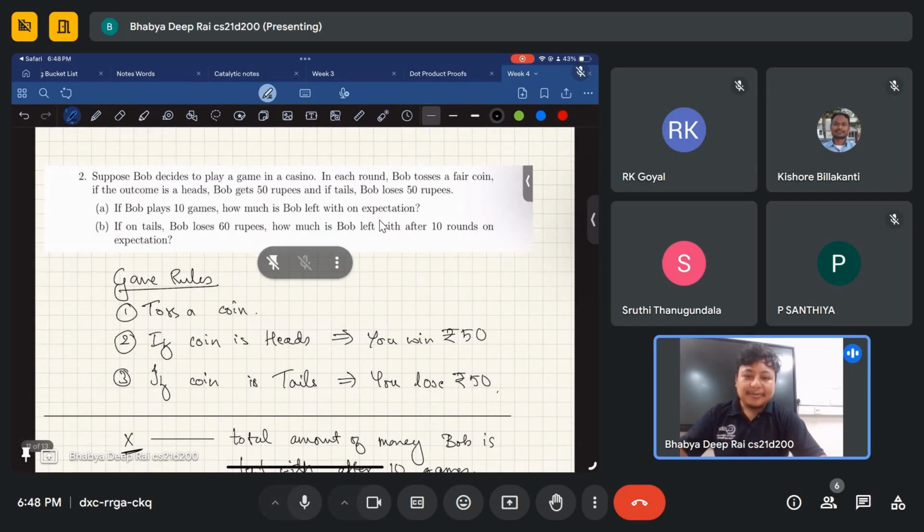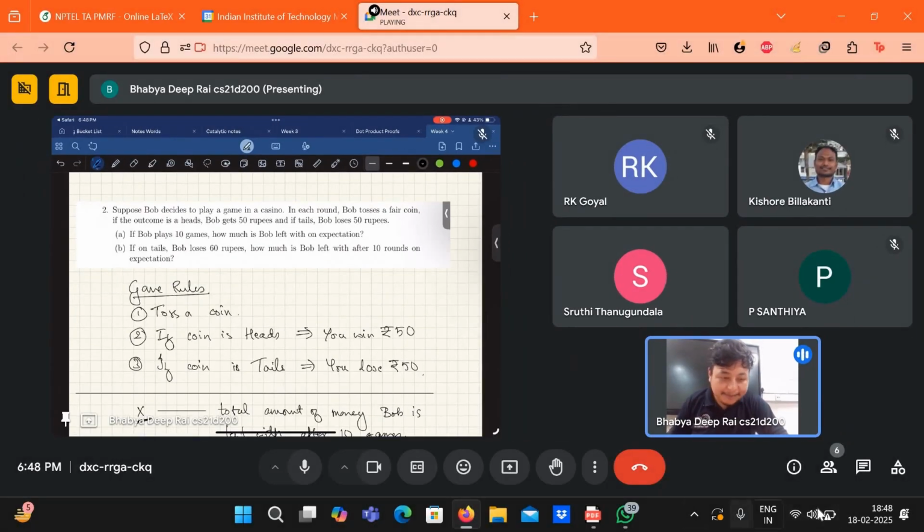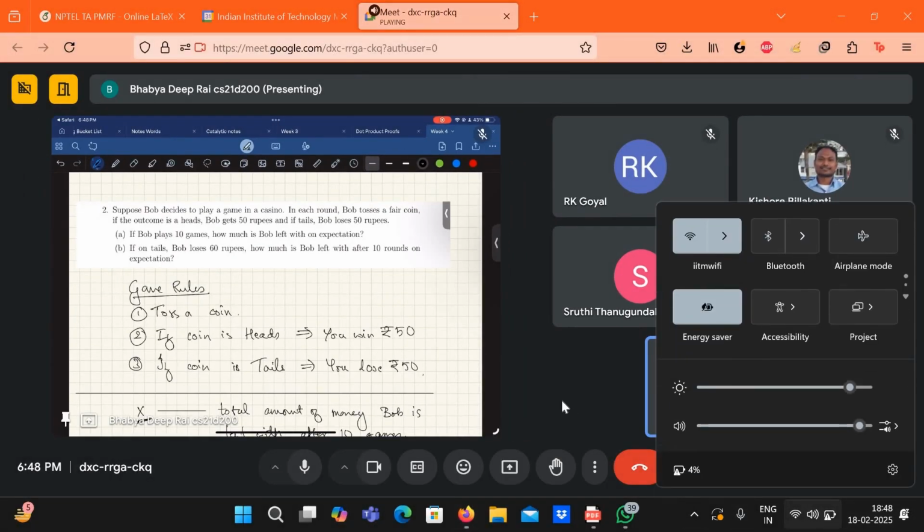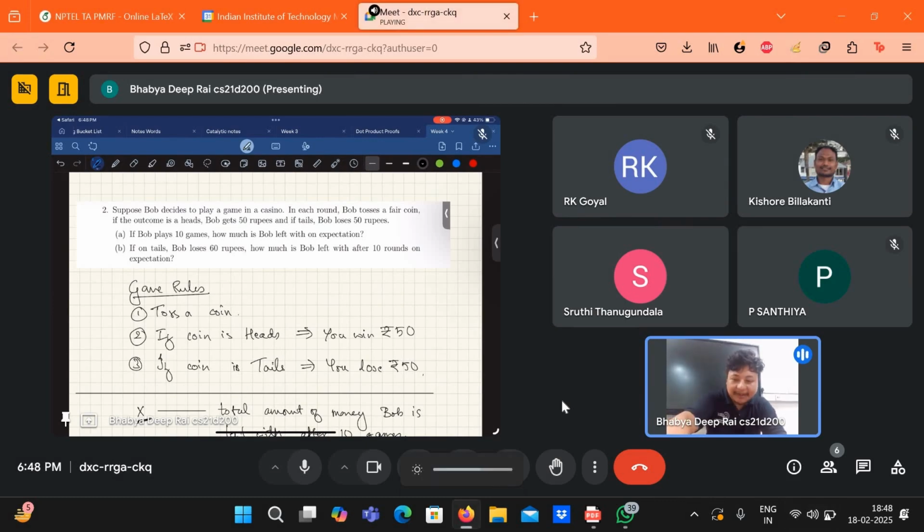So yeah, I'm going to get my charger. Please try part B. Okay, what is it? Okay, it's 4%. Okay, please try part B. Okay.